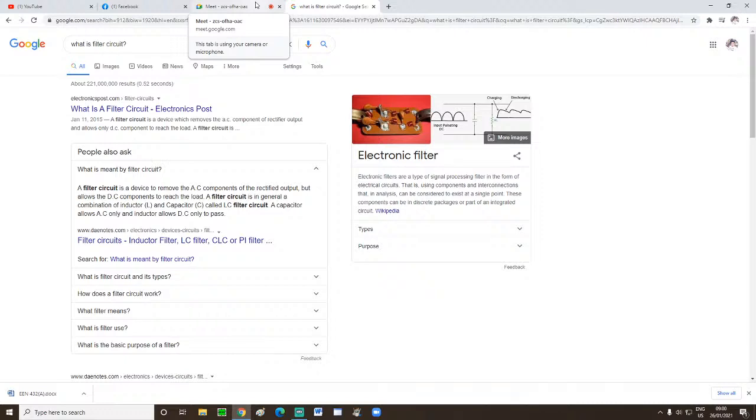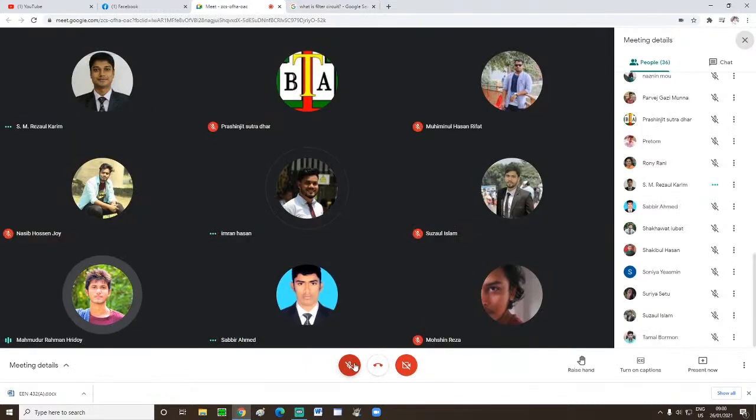Sir, it separates frequencies. Signal frequencies are removed by a filter circuit. AC component, DC component. Okay. I think you have the idea about the filter circuit, but you are just mixing it up with something else.